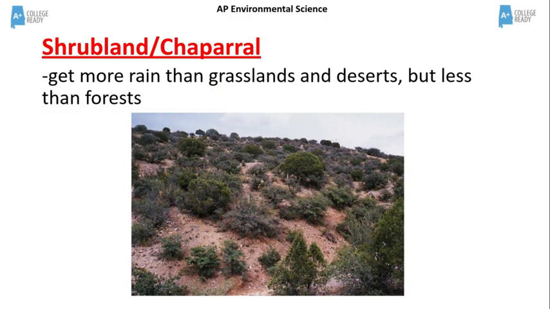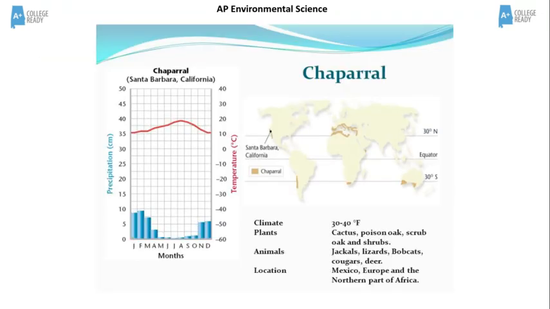The last terrestrial biome is the shrubland or chaparral. These areas get more rain than grasslands and deserts, but less than forests. In the chaparral climate diagram, we see the temperatures are between 10 and 20 degrees Celsius annually, and there are wet and dry seasons. These areas are located along the coasts. Examples of plants found in the chaparral are cactus, scrub oak, and shrubs. Examples of animals include lizards and bobcats.